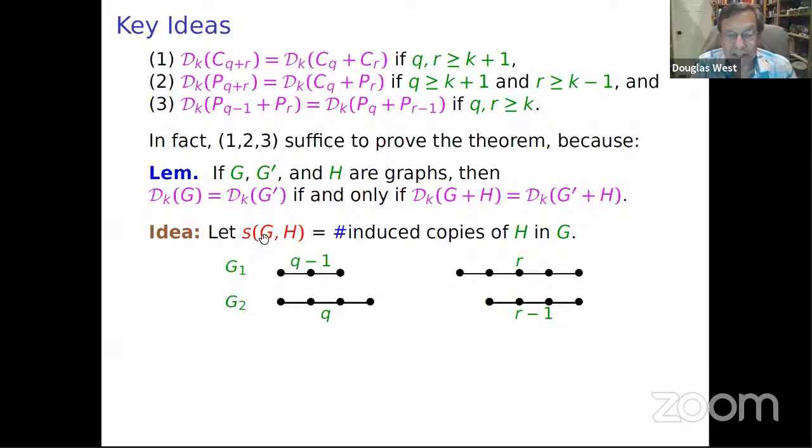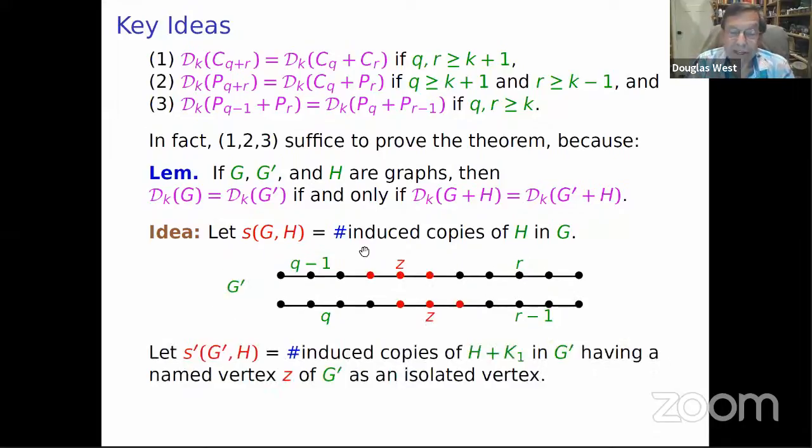Well, when we talk about a K deck, we talk about counting the induced copies of any particular graph H in our graph. Okay, we want to show that's the same for these two graphs. And the way we're going to do it is by looking at the graph we get by adding three vertices to connect the two paths. Okay, when we do that, we get the same graph from both of them.